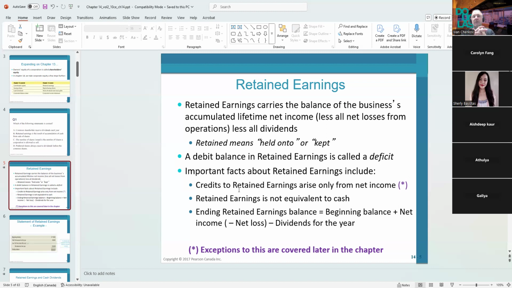How are we going to get the ending retained earnings balance? Well, obviously, we have a beginning balance, and since it's the account that has a normal credit balance, the beginning balance will be on the credit side. Ending balance also will be on the credit side. Everything during the period accumulated in the credit is going to increase that balance. Everything on the debit side is going to decrease that balance. What we expect on the credit side, that will be the net income. And what we expect on the debit side, that will be the net loss or the dividend.